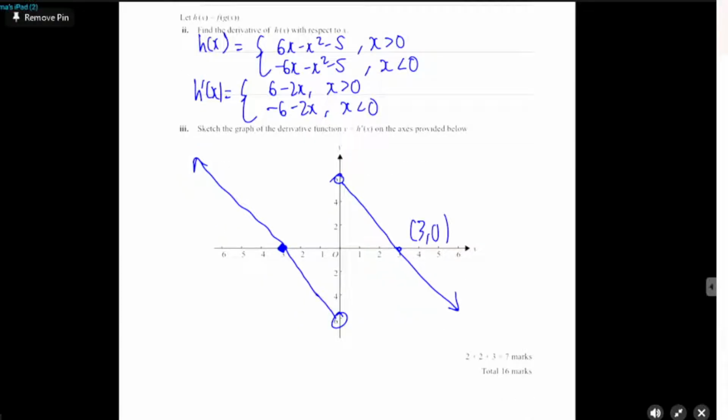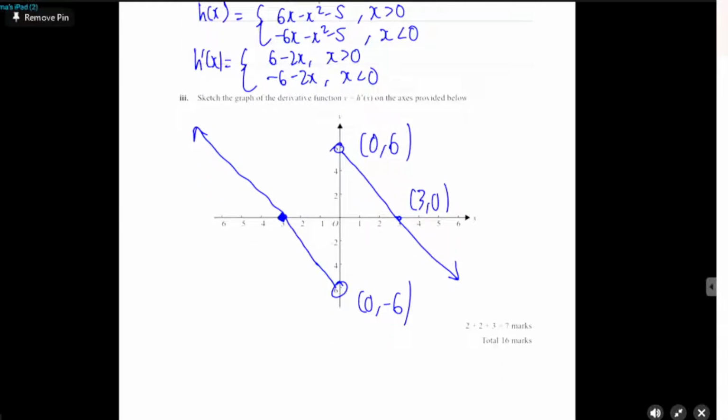The important points. Make sure that these are open circles, because as I said before, the function isn't defined at 0, and this is negative 3, 0.